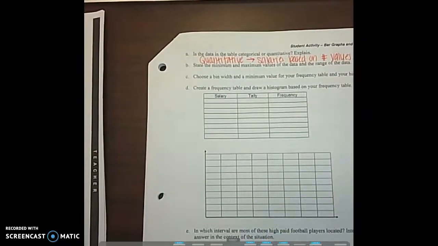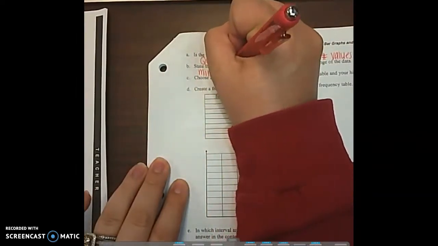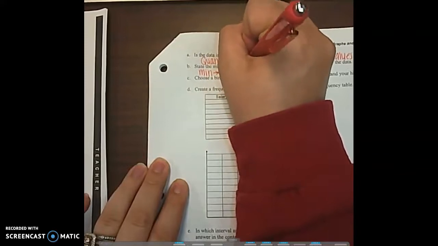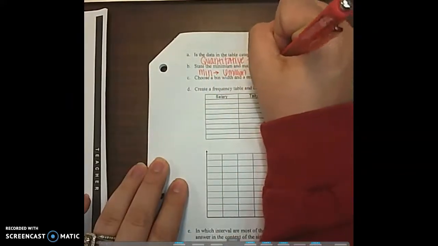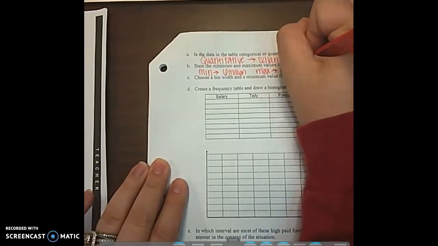B says state the minimum and maximum values for the data and the range of the data. So the minimum based off of the data table is 6 million. The maximum based off the data table is 19 million.